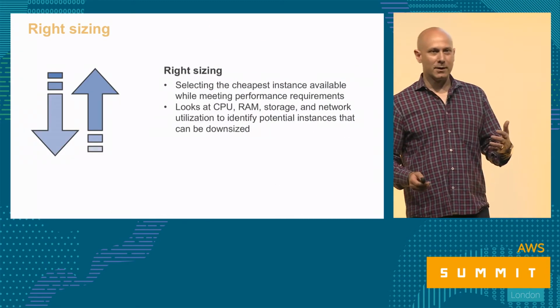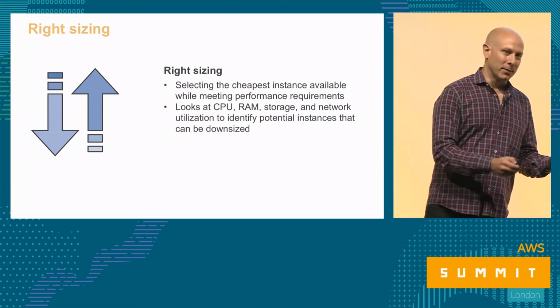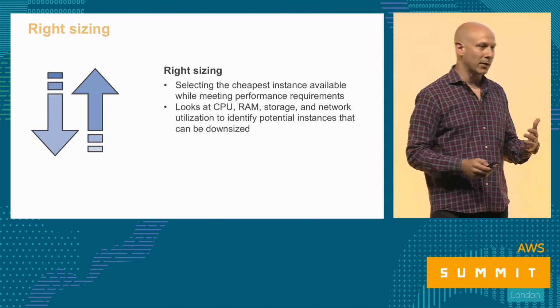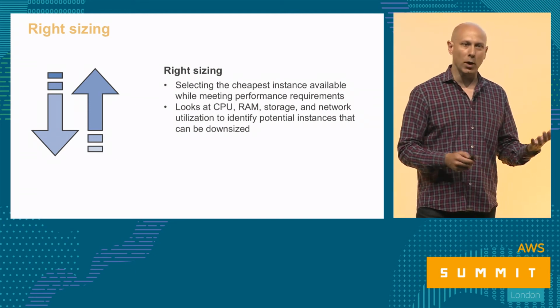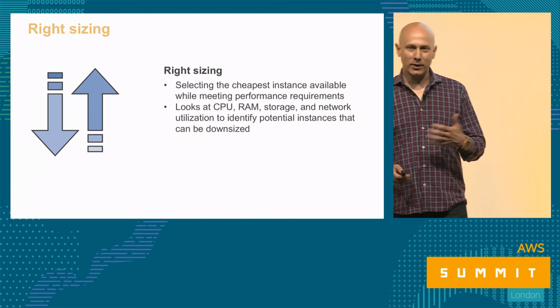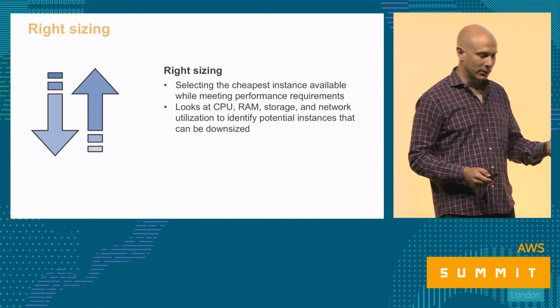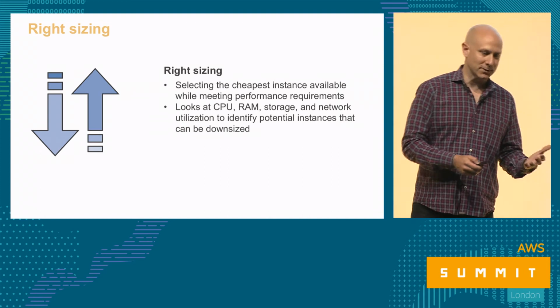So what is right sizing? This seems pretty simple, but it's amazing when people transition from their on-premises environment to the cloud, how little sometimes they know about what their applications require. So right sizing is fairly simple. You simply select the cheapest instance available that meets your performance requirements.